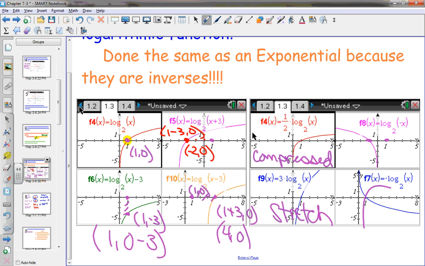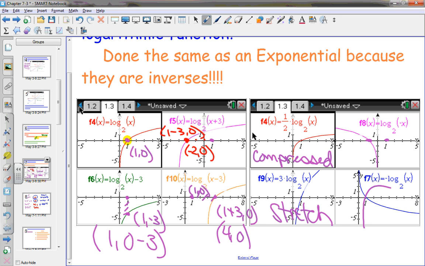I promise you, you will have something like this on the quiz. I made the quiz. I promise you, this junk is on there. You better know it. What's the first one on the left? This one? This is the parent function. Well, is it a stretch? No, it's just normal.